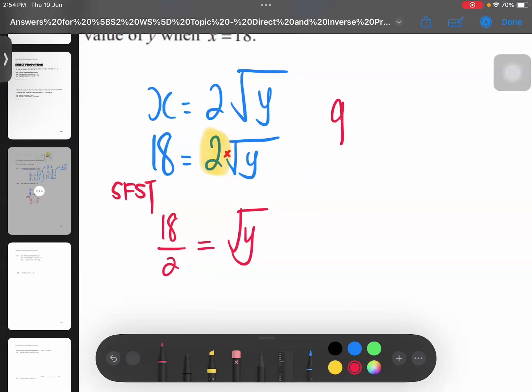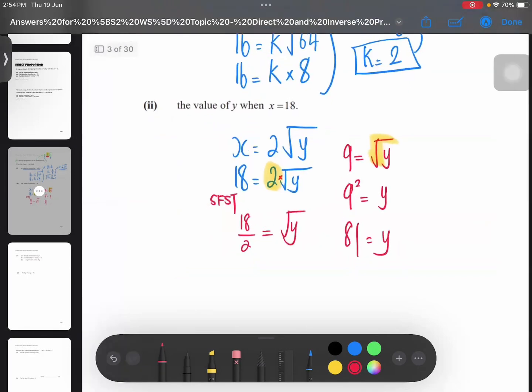Once you have this, you'll know that 9 equals square root y. In order to remove the square root, I should square this part. When I square it, I get an answer of 81, so y equals 81. Therefore, the value of y when x equals 18 is 81. And that's how you would do a question like this.